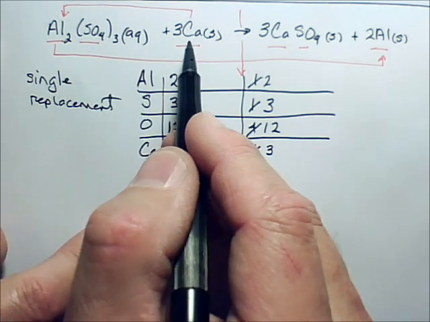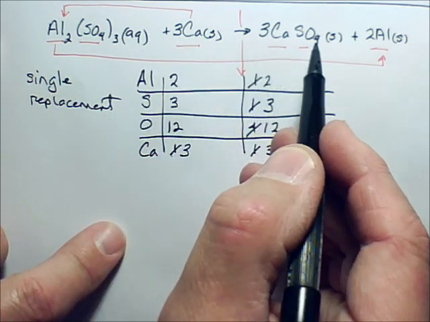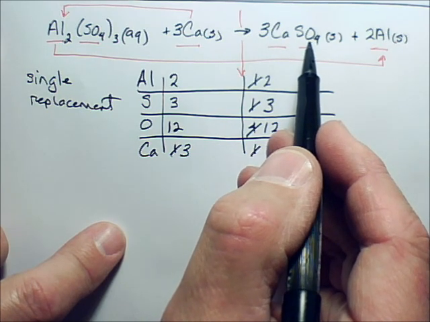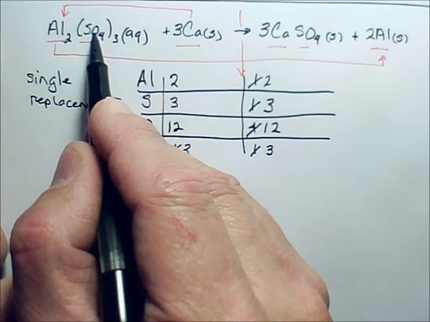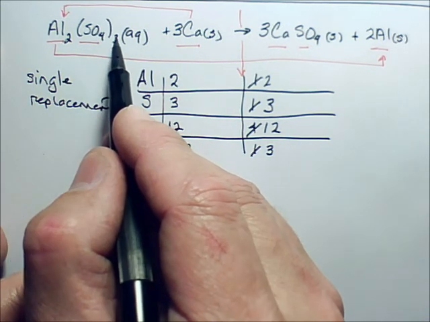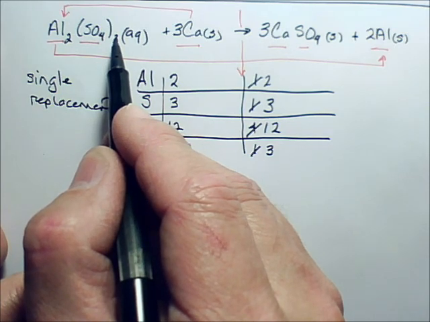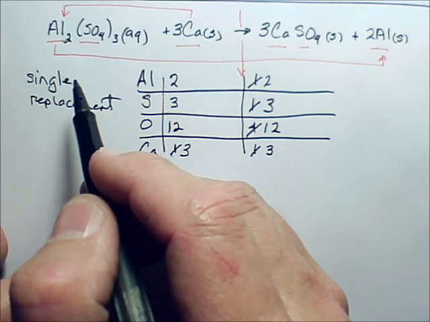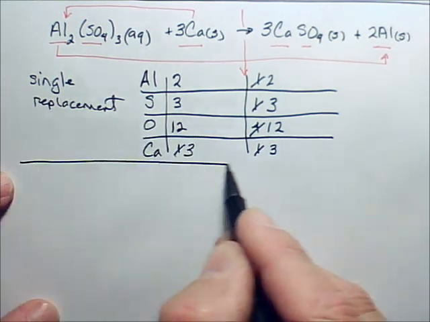Coefficients in front of the formula apply to everything in the formula. Subscripts only apply to the element they're next to, except when the subscript is outside of parentheses. Then it applies to everything inside the parentheses. That makes sense? All right. So that's an example of single replacement.